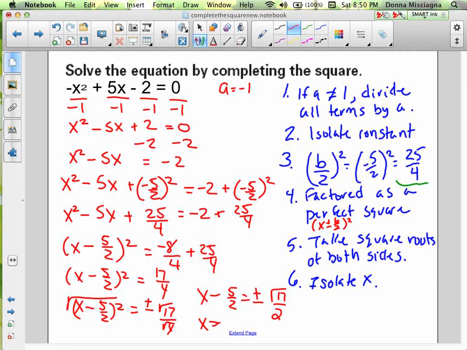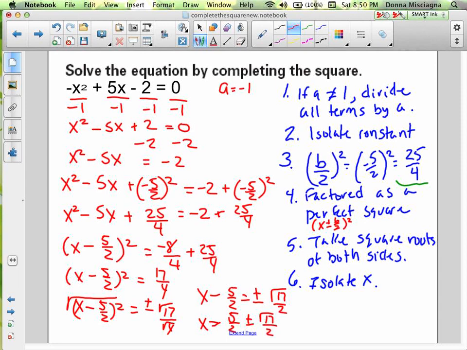X equals, that's interesting, my equal sign there looks kind of funky. 5 halves, because we added 5 halves, so now it's going to be positive, plus or minus square root of 17 halves. Let me fix that. 17 looked like an N. And there we go. There's our answer.